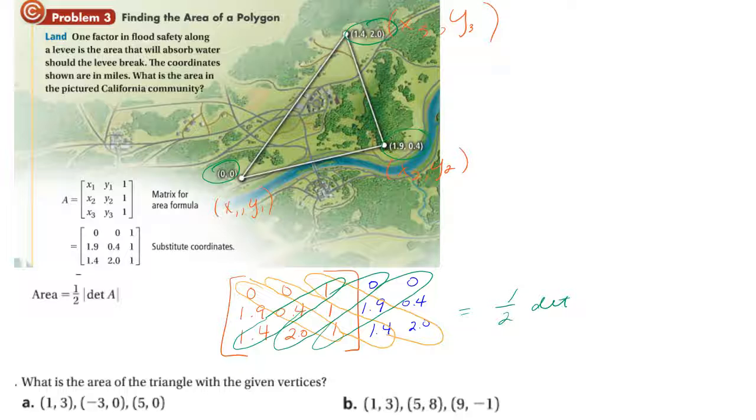You can also use this to find if 3 points are collinear. You do the same sort of thing where you plug in the 3 points. You have 1s as your third column, and if you get 0 as the determinant, then that means that the 3 points are collinear.